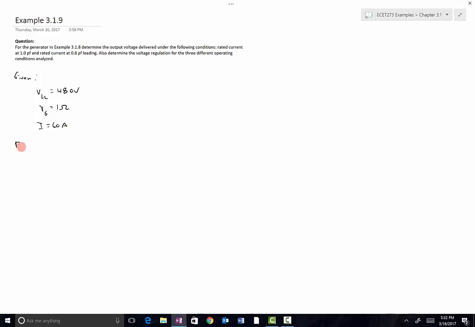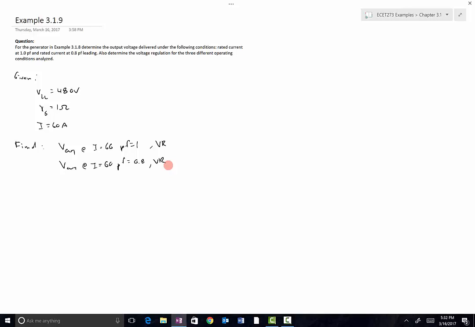What we're asked to find here is V out at I equals 60, power factor equals 1, and V out at I equals 60, power factor equals 0.8. And for both of those, we also need to know what's called the voltage regulation, or the percent change in voltage under load is what that really is telling us there.